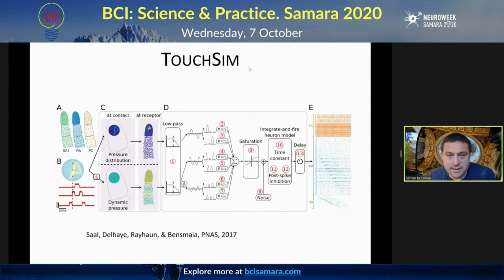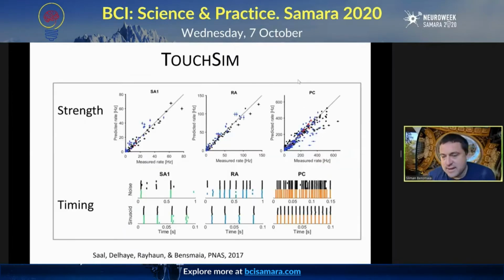And when you do that, this is just to show you that this model works. This is the rate predicted by the model versus the rate measured in real nerve fibers. And you can see that the model can predict very precisely how natural nerve fibers would respond, not just in their strength, as you can see these really hug the unity line, but also in their timing.